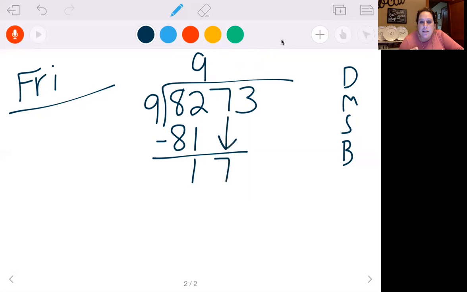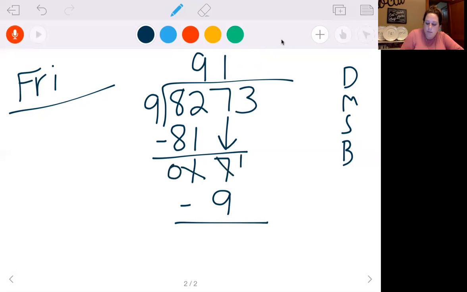9 goes into 17 one time. 9 times 1 is 9. If we borrow, we can make that... really didn't help, did it? Because you're making it still the same thing. So 17 minus 9 is, let's see, 17, 16, 15, 14, 13, 12, 11, 10, 9, 8. So we get an 8 right here.